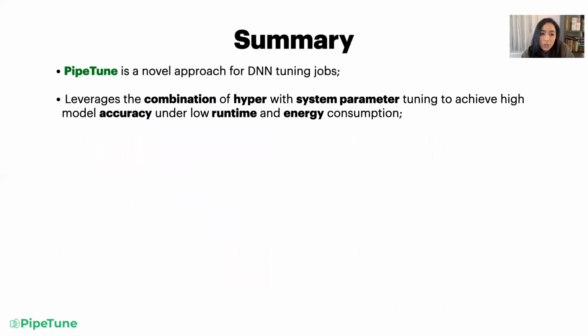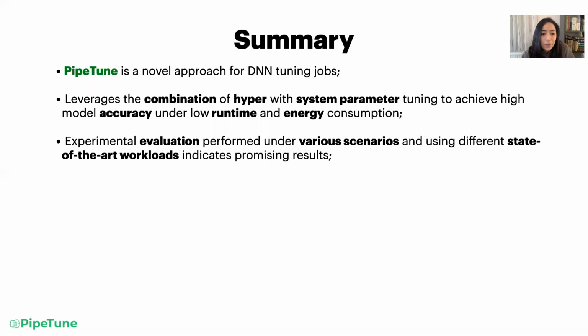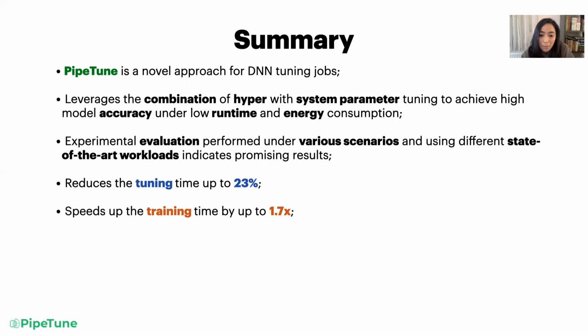Now, to wrap it all up, we have presented PipeTune, our approach for DNN tuning jobs, which leverages the combination of hyper and system parameter tuning to achieve high model accuracy under low runtime and energy consumption. Our experimental evaluation performed under various scenarios and using different state-of-the-art workloads indicates promising results. PipeTune reduced the tuning time by up to 23%, speeds up the training time by up to 1.7 times, and lowers energy consumption by up to 20%.